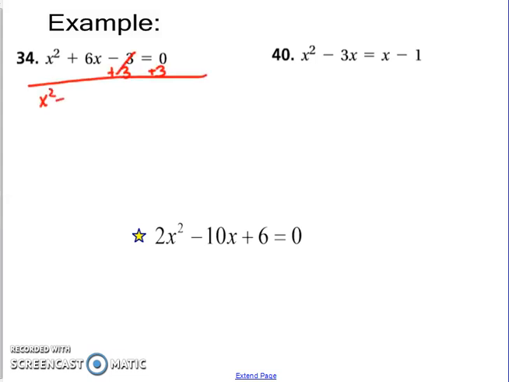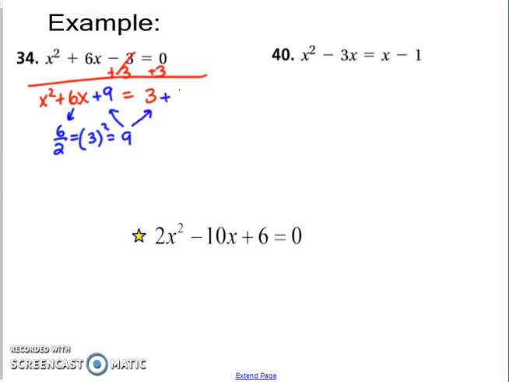So we have x squared plus 6x. I'm going to leave a space, and I'm going to put equals 3. So now we're going to complete the square on the 6. So the 6 comes down, we divide it by 2. We get 3. We square it, and we get 9. So we're going to add 9 here.